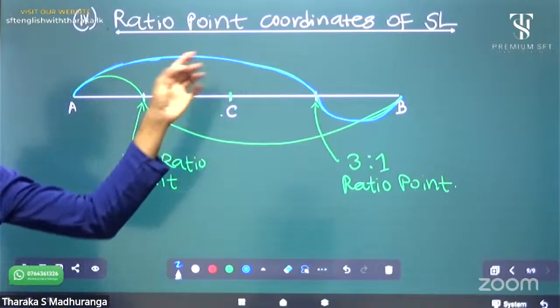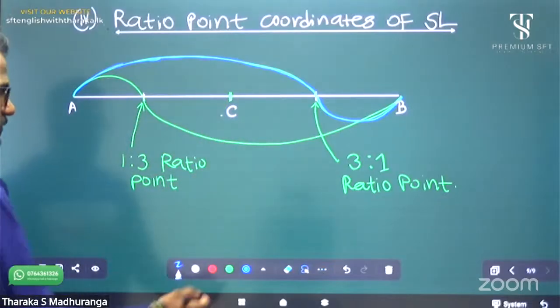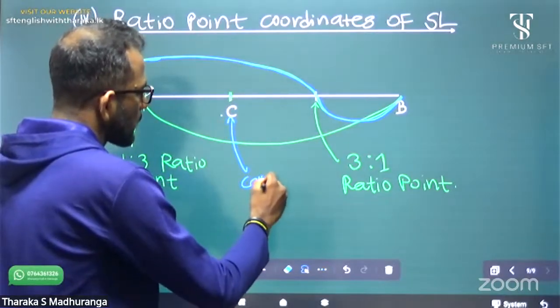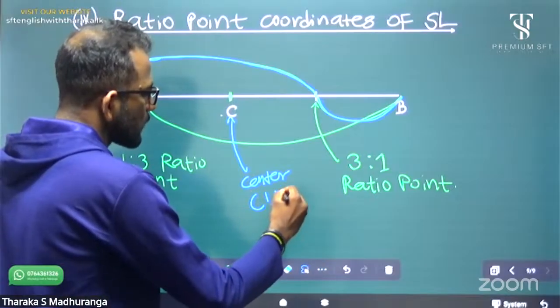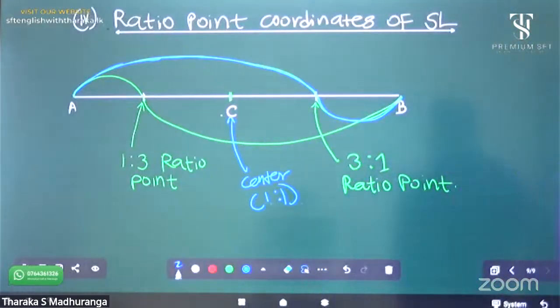Okay, draw this and mark these names and points. This is the center. Center means 1 to 1 or 2 to 2.